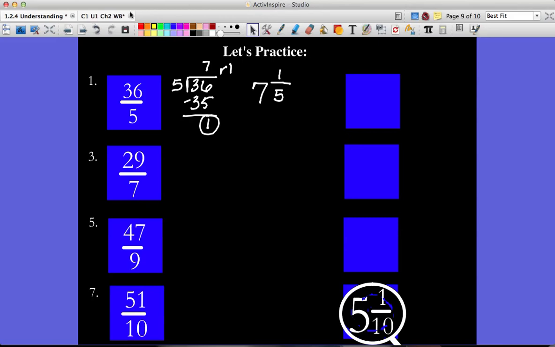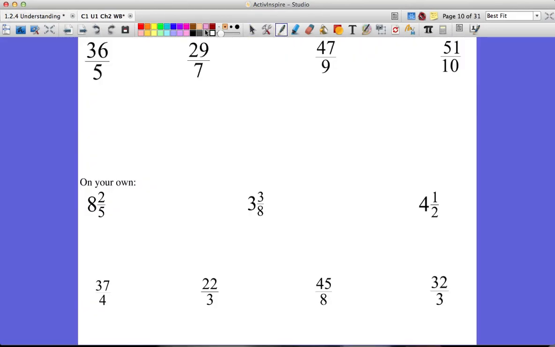Now I will quickly show you in your workbook how this would have worked. So I have 29 and I want to put them in groups of 7. So 29 divided by 7, 7 on the outside, 29 on the inside. Can make 4 groups of 7. If I make 4 groups of 7, okay, 4 times 7 is 28. I subtract. I get a remainder of 1. So I get 4 and 1/7.